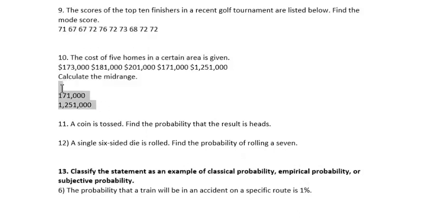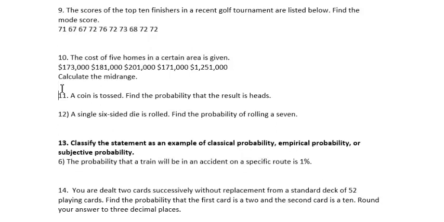All right, a coin is tossed. This is an easy one. Find the probability that the result is heads. Well, the way you figure out the probability of anything is the number of chances that you're looking for divided by the total number of possible chances. Now, when you're tossing a coin, you only have 2 chances, 2 possibilities, heads and tails, and what you're looking for is heads, which is 1 out of those 2. So the answer is 1 out of 2, or 0.5.